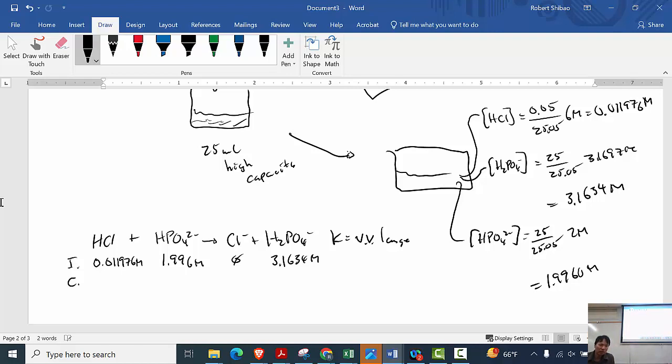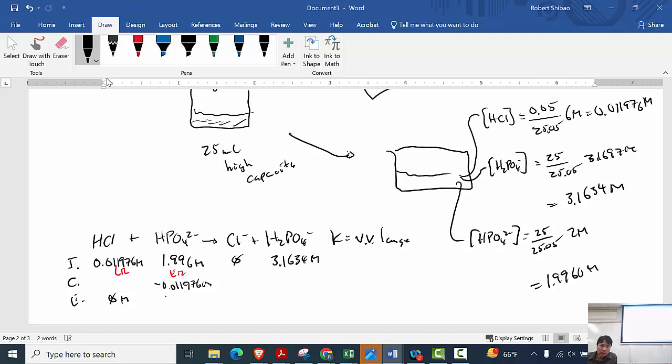Because HCl is a limiting reagent, and so we're going to lose all of it. The monohydrogen phosphate, that's our excess reagent. And so the limiting reagent gets completely consumed. And we've lost a little bit of base. How much base have we lost? 0.011976 minus 0.011976.